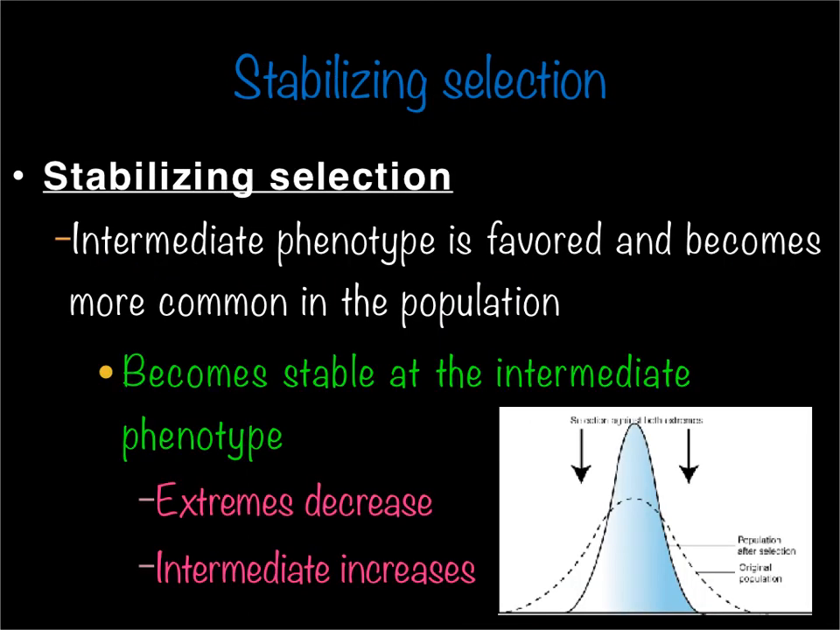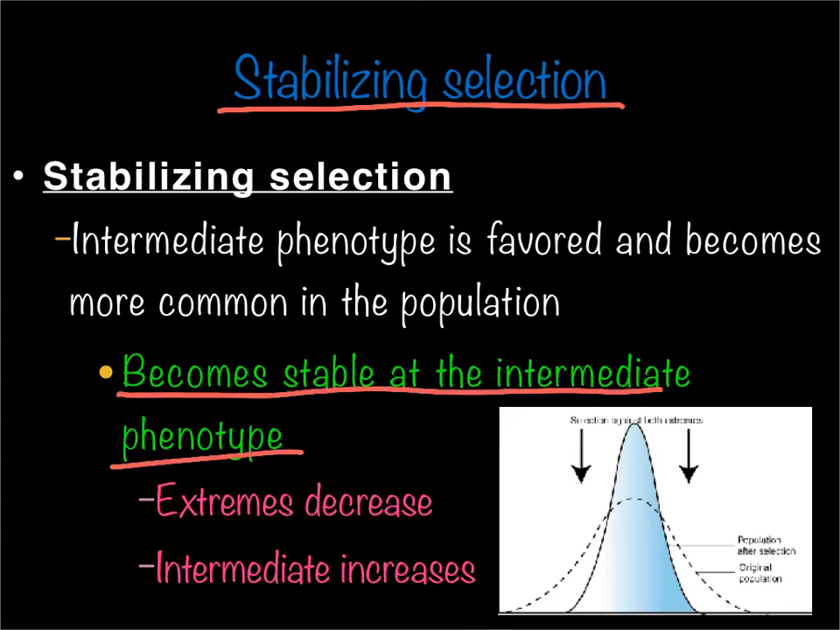The second type of selection is called stabilizing selection. In stabilizing selection, the intermediate or the average phenotype is the one favored, and because of this, it becomes more common in the population. The allele frequency becomes stable at the intermediate phenotype. The extremes decrease where the intermediate or the average size increases.